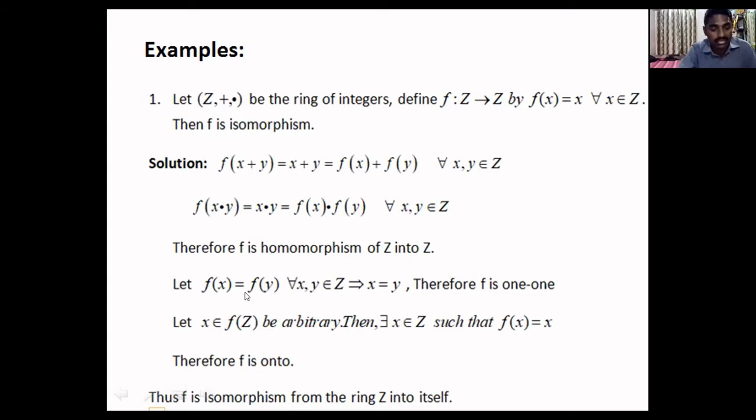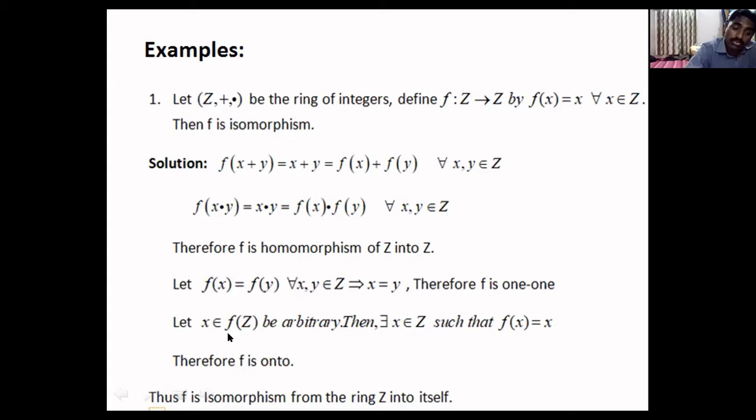Now we have to prove that f is a 1-1 mapping. By the definition of 1-1 mapping, consider f of x equal to f of y for x, y belonging to Z. This implies, by definition, x equals y. Therefore, f of x equal to f of y implies x equal to y, which means f is a 1-1 mapping from Z to Z.